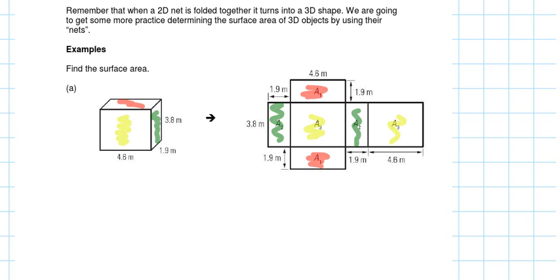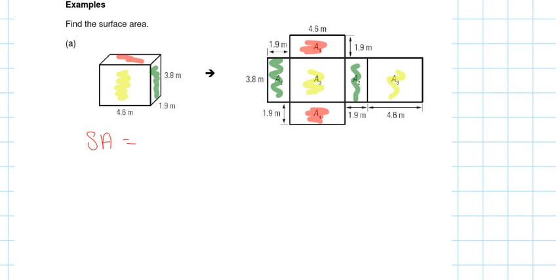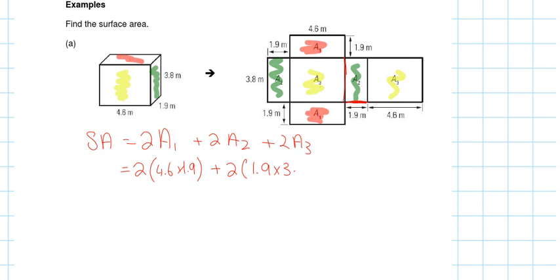All right. So if I'm going to find the surface area, I have 2A1, and I have 2A2, and I have 2A3. Right? So the area of A1, the area is going to be 4.6 times 1.9 because it's length times width. So it's going to be 2 times 4.6 times 1.9. Are you guys okay with that? Plus 2 times the area of A2, that is 1.9 and 3.8. Plus 2 times the area of A3, which is 4.6 and 3.8.